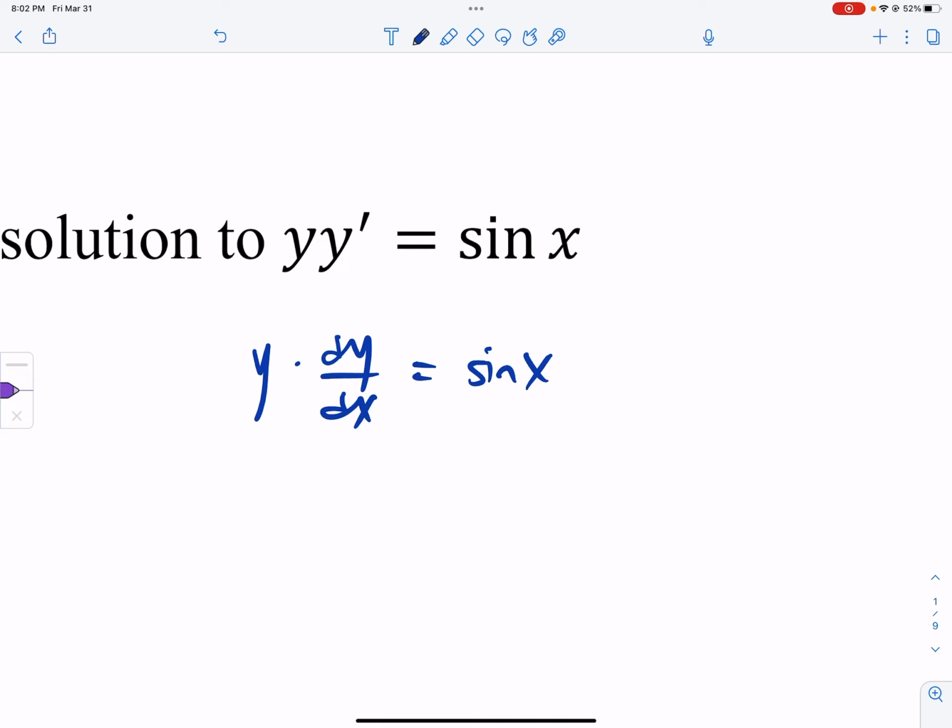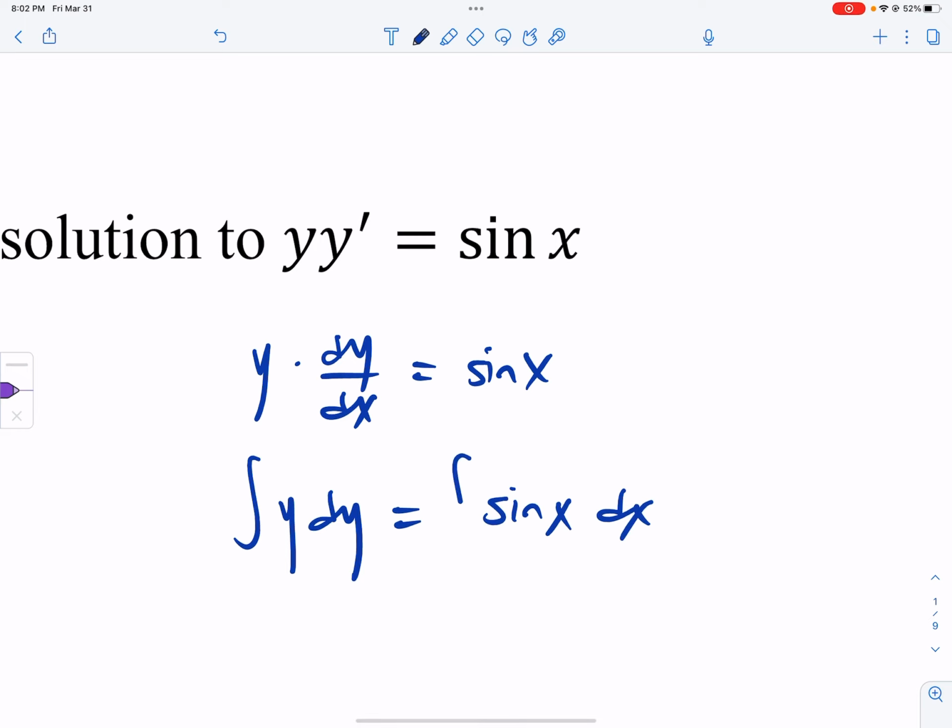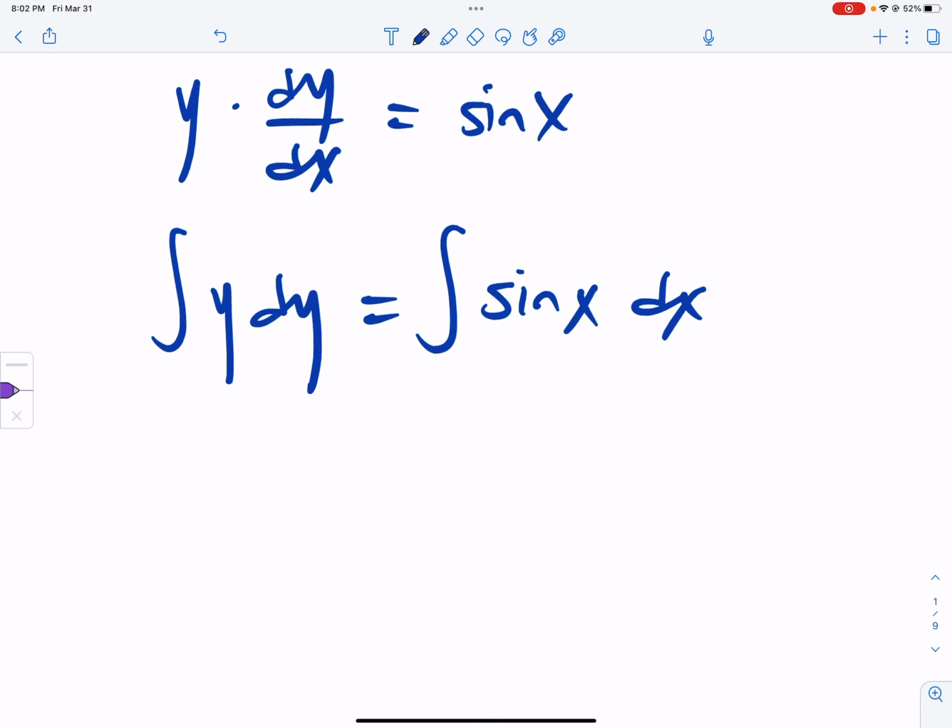And then we already have y and dy on the left-hand side of the equation, so we can think about multiplying by dx on both sides of the equation to get it on the same side as sine of x. And then we're ready to integrate. And this step needs to be shown. This is showing that you've separated the variables.